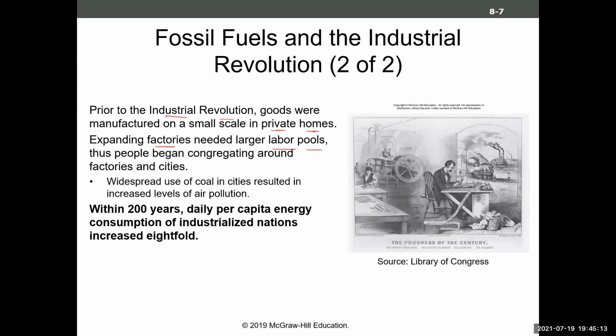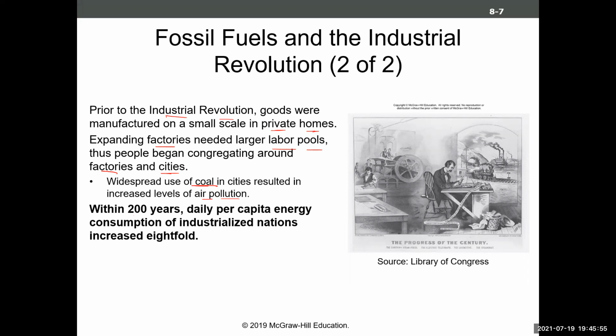So even though the machines were being built, kind of replacing human labor, you still need mechanics to work those machines. You still need other types of labor depending on the job. And so the increase of factories and workshops in these cities meant that people began flocking to the cities because of the increase in job availability. But what also happens is whenever you use more coal in these cities, you get increased levels of air pollution.